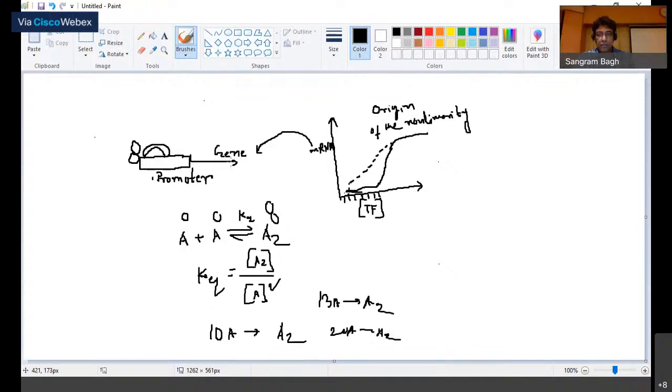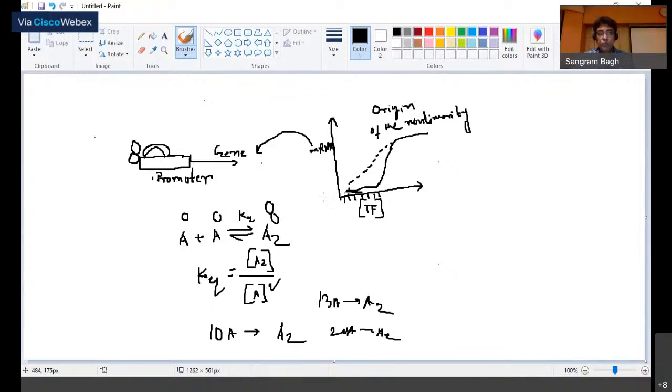Now imagine a situation, a thought experiment you want to do, where you just add a single monomer of A into the cell, right? And that single monomer cannot bind with the RNA polymerase of the promoter, so it cannot transcribe the gene. Now you give 2A, just 2A, into the cell. Theoretically, this 2A can make a dimer of A, and that dimer of A can bind with this promoter and produce the gene. But that's not going to happen.